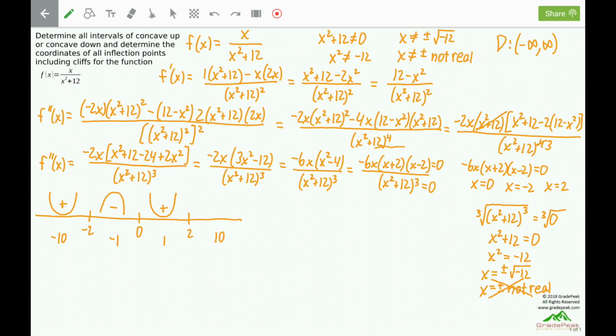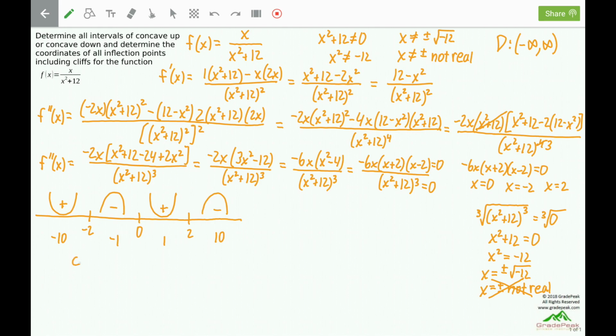And last of all, the test value of positive 10 plugged in. We have negative 6 times positive 10. That'll be a negative. 10 plus 2 is a positive. Negative times positive is negative. And then 10 minus 2 is a positive. Negative times positive is negative. We have a negative second derivative, and that corresponds to concave down.